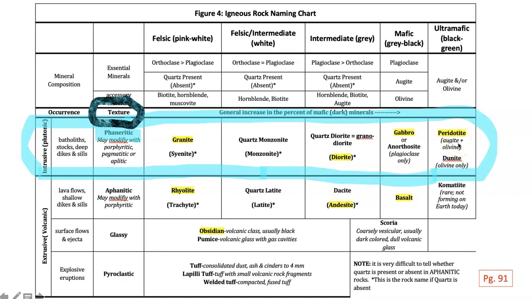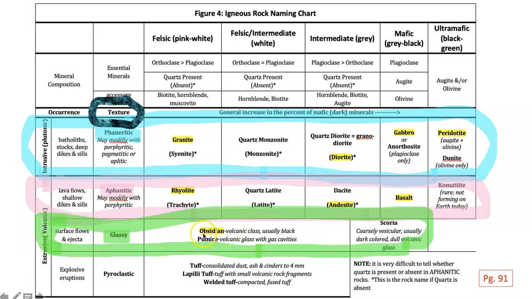And we'll talk about the differences between them later, but right now they all have something in common, which is that they are all coarse-grained. They all have visible minerals. This row shows aphanitic or fine-grained rocks. We have a rhyolite, andesite, and basalt in this group. Then we have a glassy group, and obsidian is the only one we're going to look at in lab during this class.